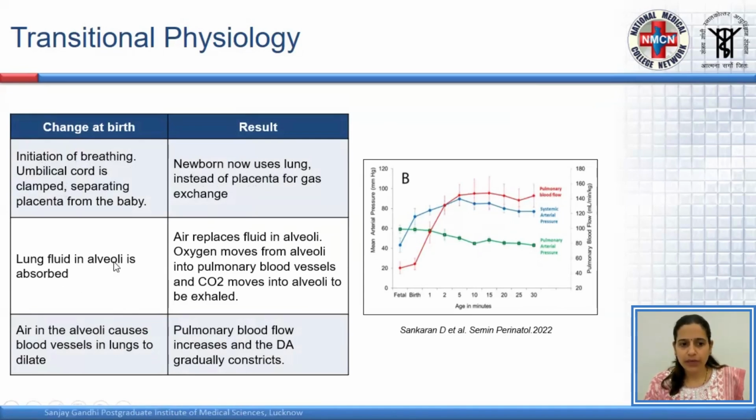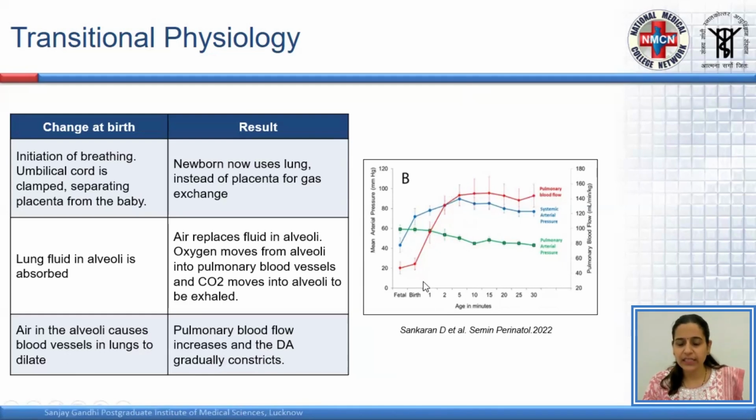As the lung fluid in the alveoli is absorbed, air will replace this and the oxygen will move from the alveoli into the pulmonary blood vessels and CO2 will be exhaled out. And this air will cause the blood vessels in the lungs to dilate and the pulmonary blood flow will increase. And as the pulmonary vascular resistance falls, the ductus arteriosus gradually constricts.